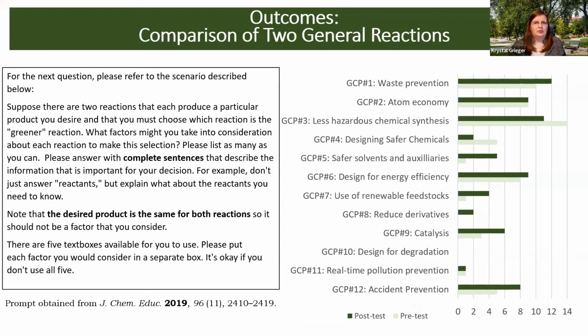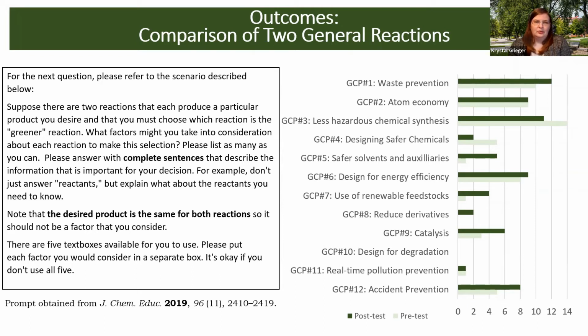And so we also wanted to see not just their interests and self-reported, but we wanted to actually measure it, because there are cases where self-reported measures can be overestimated. And so before and after we implemented this project, we had asked the students a prompt that we obtained from the JChemEd article from 2019, which asked them to take 2 generic reactions and think about what factors they would consider to decide which one is greener.